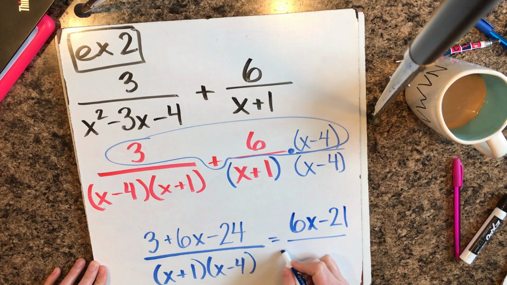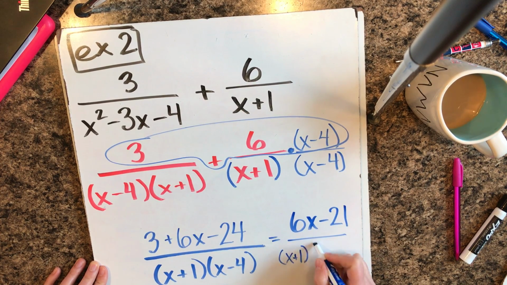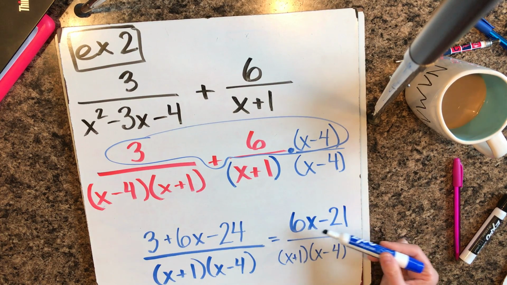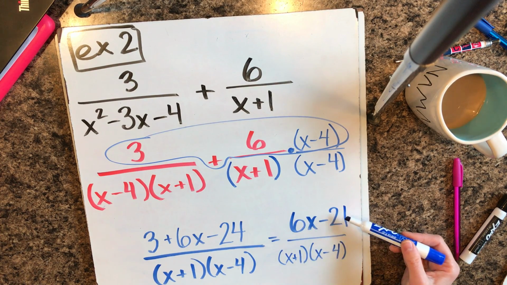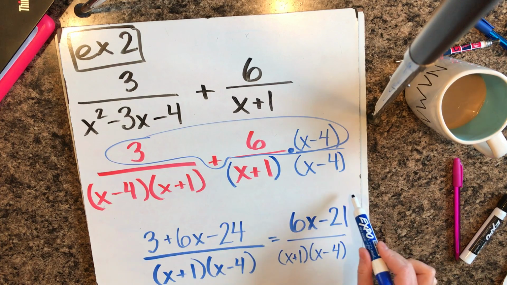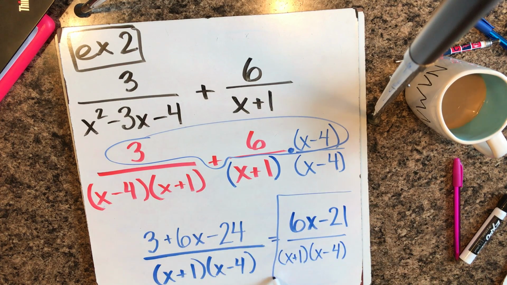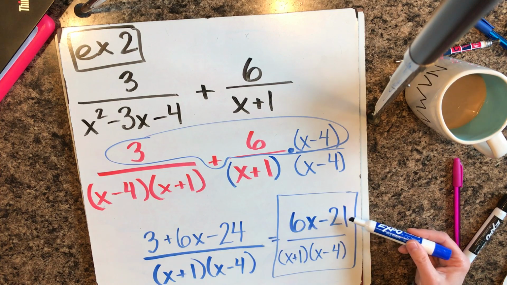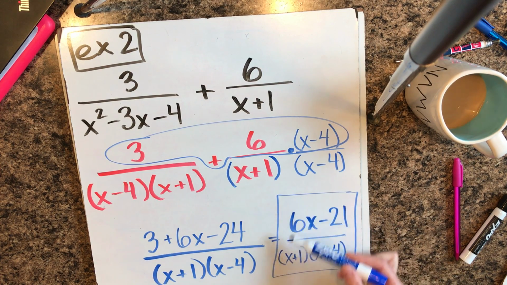Denominator is still the same. x plus 1, x minus 4. Now technically speaking, I can take a 3 out of the top. I would get 2x minus 7, but that's not going to cancel with anything in the bottom. So we can stop. Again, if you can check to see if this is factorable, great. It's okay to leave all your answers in factored form.